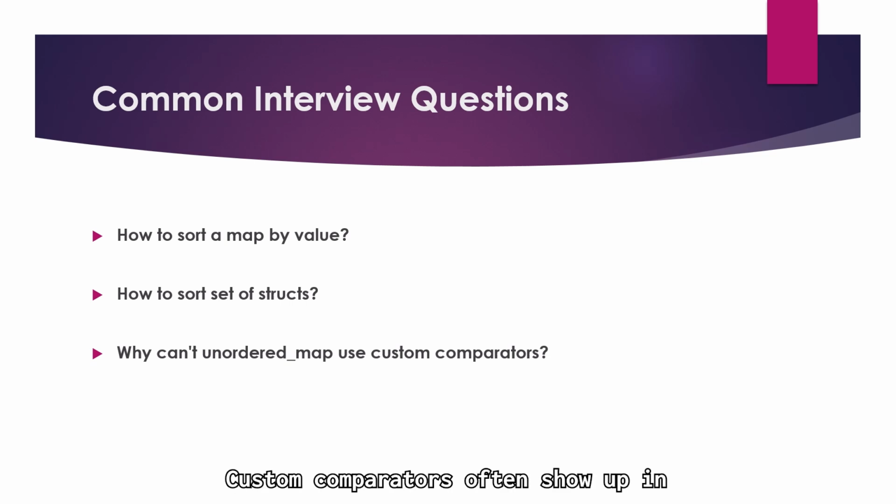Custom comparators often show up in interviews. One common question is, how do you sort a map by value instead of key? This isn't directly supported, so you would extract the contents and sort them manually. Another question, how do you sort a set of structs? Here you would use a custom comparator, just like we did with students. Finally, many candidates get tripped up by unordered containers. Remember, they don't support custom comparators because they use hashing instead.